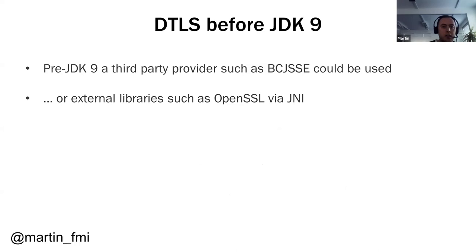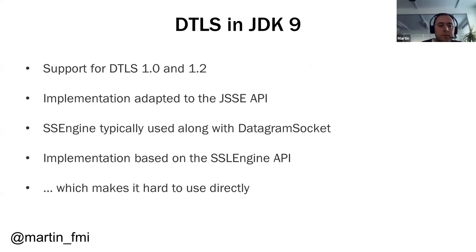So if you want to use DTLS before JDK 9, you have a few options, such as using a third-party provider, such as the Bouncy Castle Java Secure Socket Extension, or plugging directly into an external library such as OpenSSL using JNI. The JDK provides support for DTLS 1.0 and 1.2 as of JDK 9, and the implementation is adapted to the Java Secure Socket Extension API.